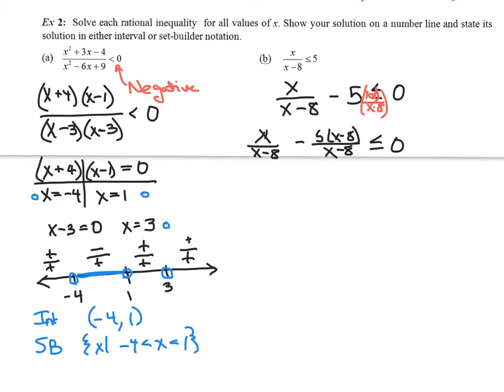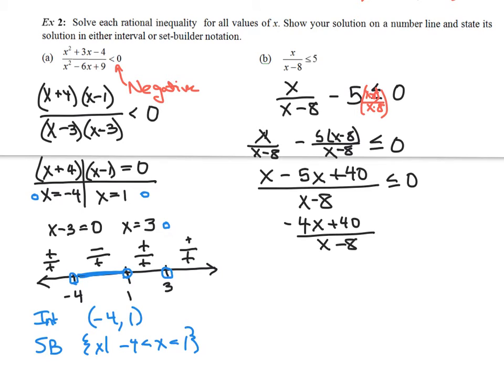Now let's go ahead and distribute and then combine like terms. So I'm going to have x minus 5x plus 40 all over x minus 8 is less than or equal to 0. Combining like terms, that gives me negative 4x plus 40 all over x minus 8 is less than or equal to 0. Now, just like our previous examples, we want to set our numerator equal to 0. So negative 4x plus 40 equals 0. Move the 4x over, so 4x equals 40, and x is equal to 10.